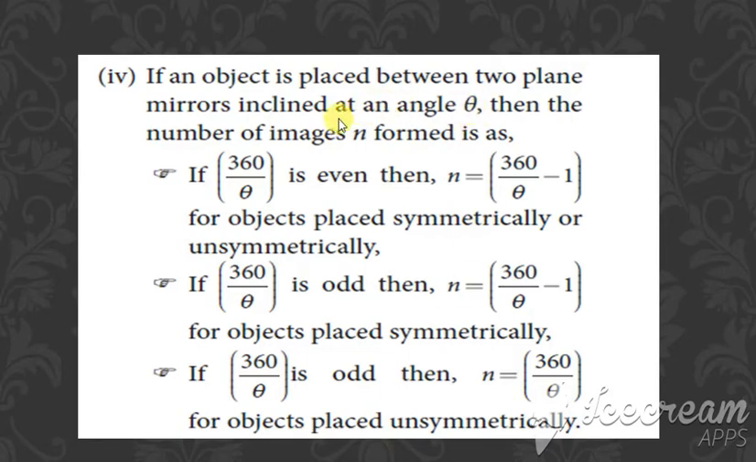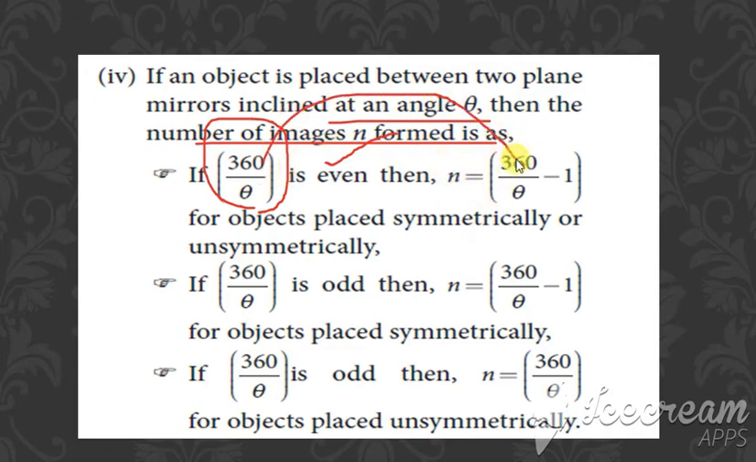Then next point is, if an object is between two plane mirrors, and we have the angle to be theta, then the number of images n is formed. First condition is, if 360 divided by theta is even, then we get the number of images n equal to 360 divided by theta minus 1. Then how is the object, symmetrically or unsymmetrically placed? It is either symmetrically or unsymmetrically.